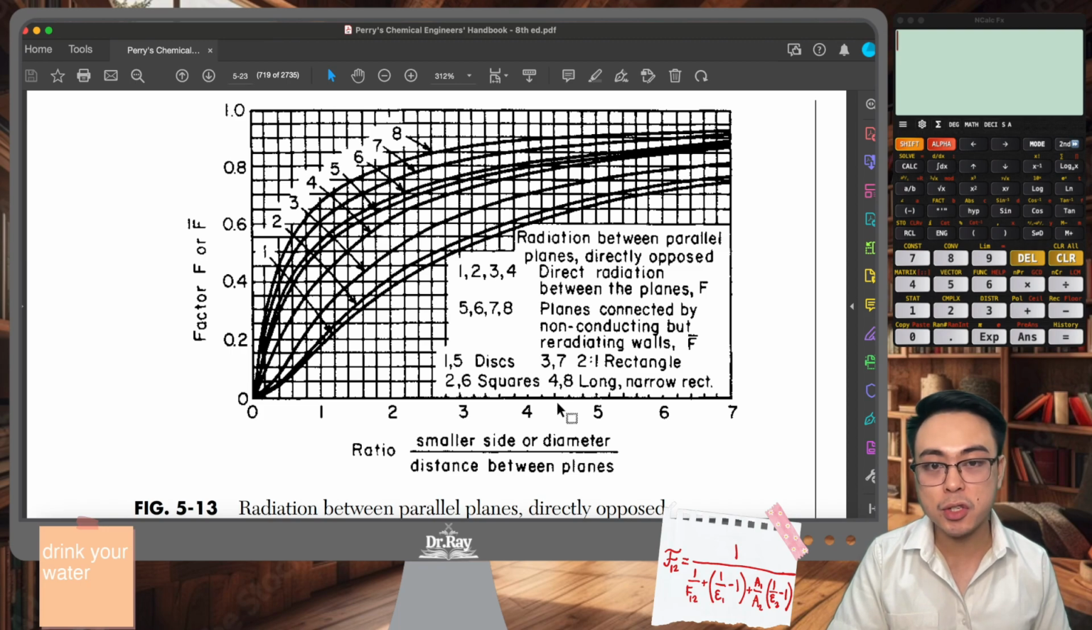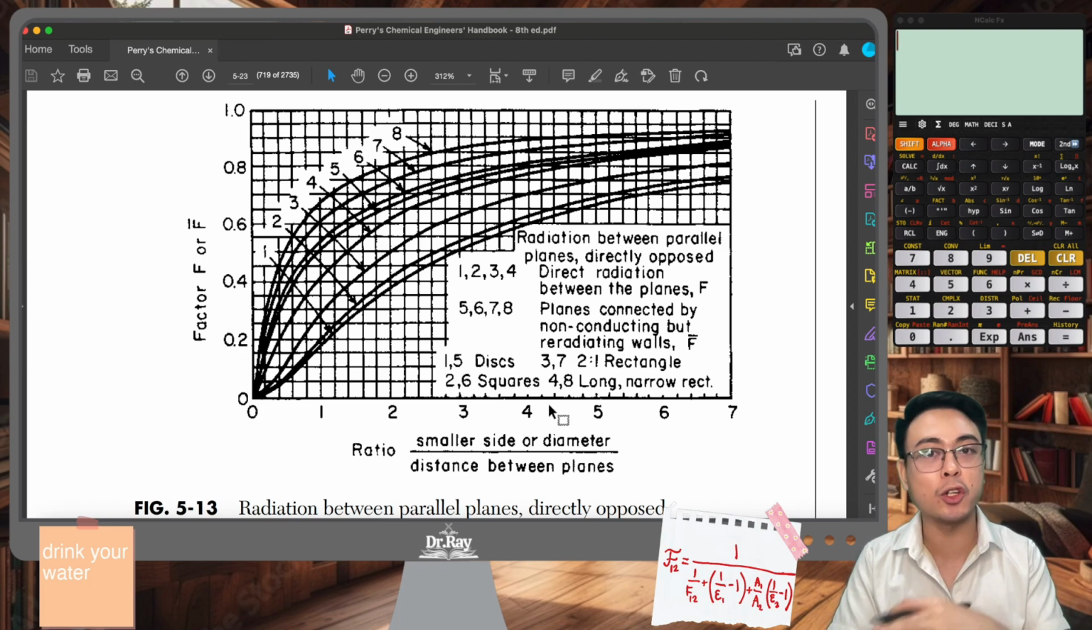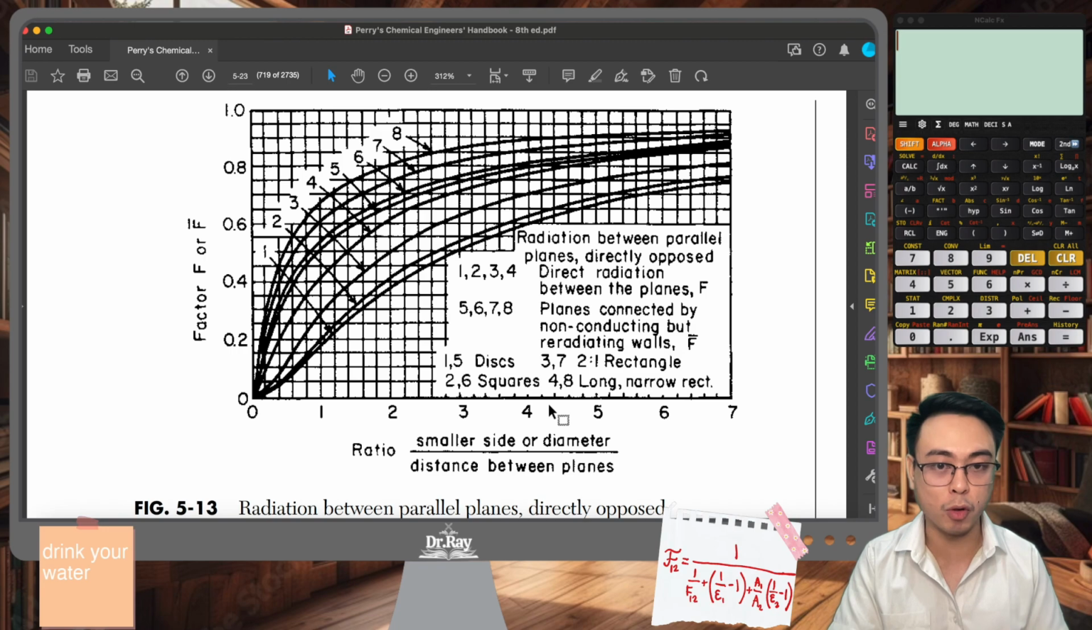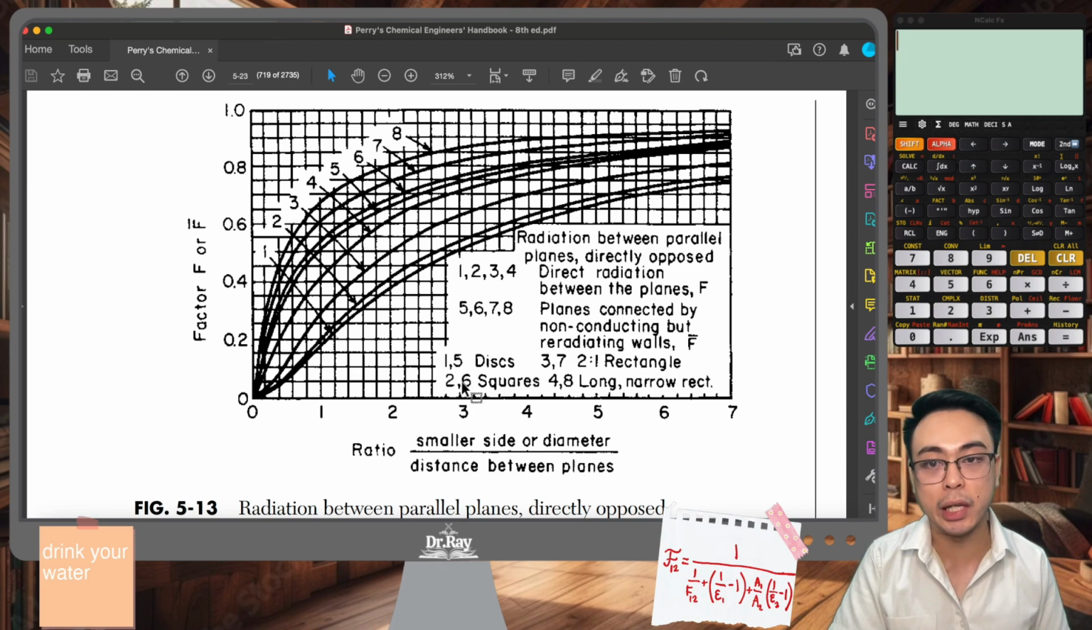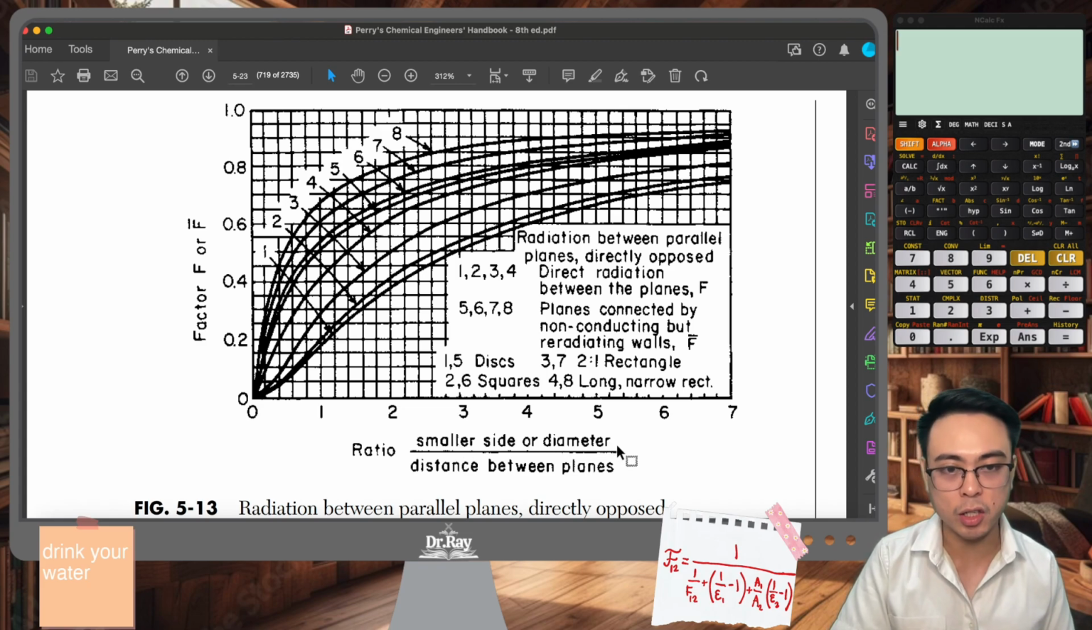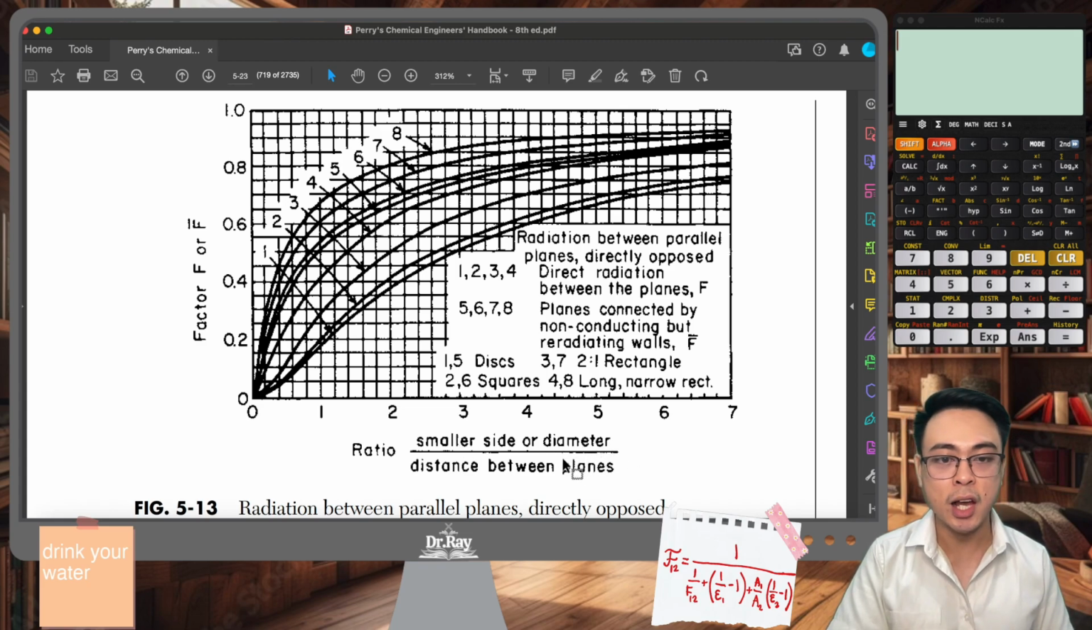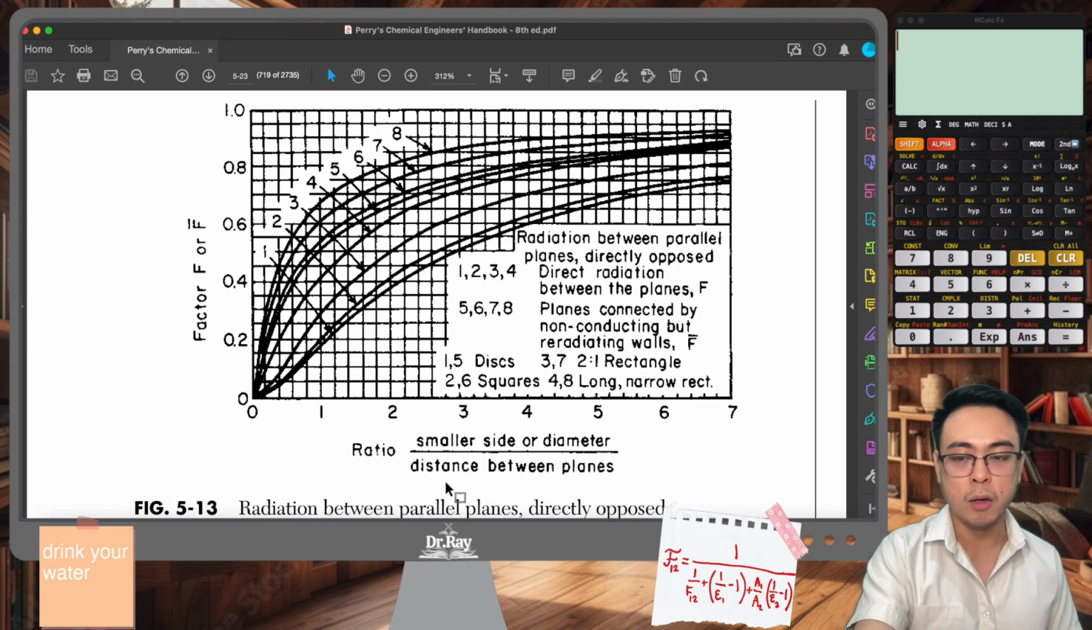We have disks, right? Because the surface of the heater and the bottom surface of the tank are both disks. So that is either curve 1 or curve 5. Curve 1 represents direct radiation between the disks, and curve 1 is the bottommost curve right here in the graph. So all we need to do now is to determine this ratio. The ratio is defined as the smaller side or diameter, and we're going to use diameter in this case, divided by the distance between the planes.